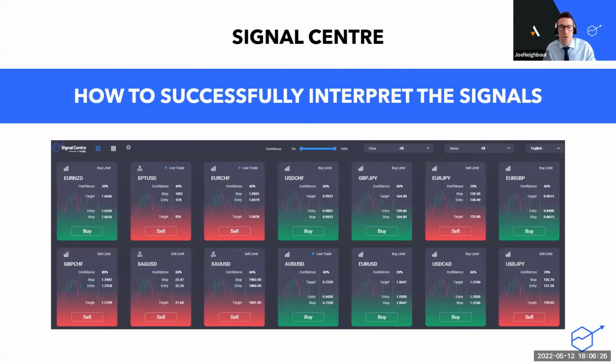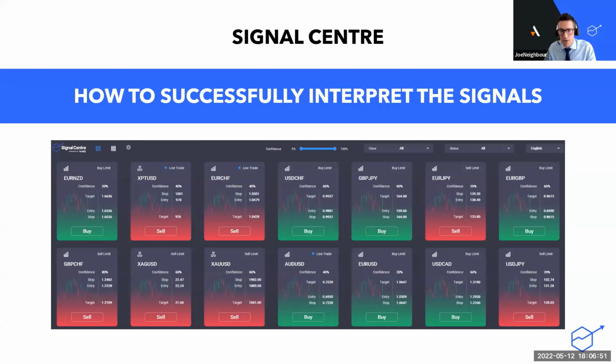Now, each of you who are clients of Acuity will have the ability to download this tool into your MT4 and MT5 trading accounts. So we'll quickly go through how you do that and how quickly you can get that up and running, and also talk about, once you see the tool, how to make the most of it and how to successfully interpret all the information that we're providing to you on those signals.